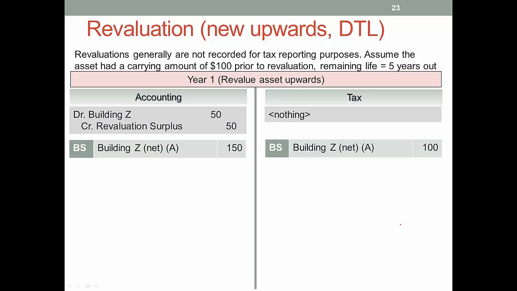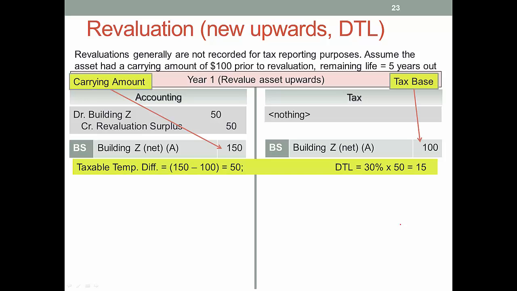Well, if you look at the two balance sheets, on the accounting balance sheet, the building has now gone from 100 to 150. On the tax base balance sheet, of course, it hasn't changed. So we've got a carrying amount bigger than the tax base. It's an asset. So that leads to a taxable temporary difference of 50. Multiplied by the tax rate, that's a DTL of 15.